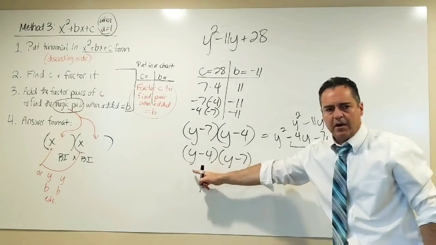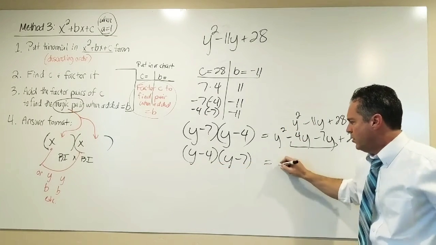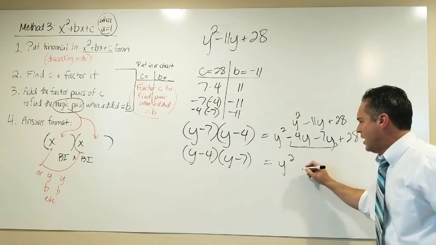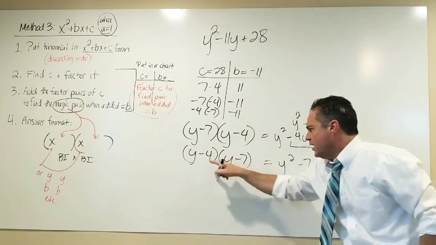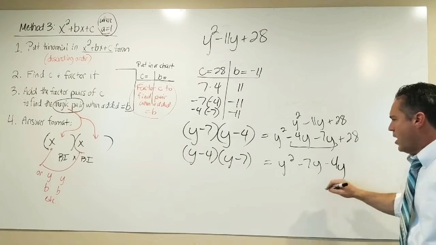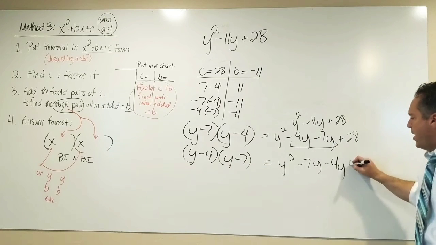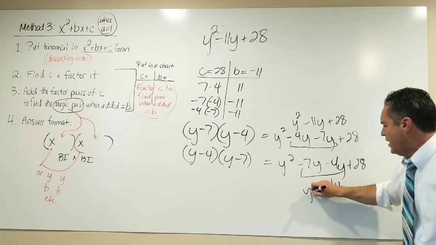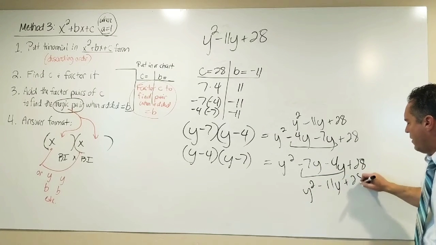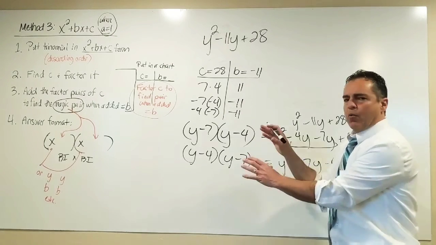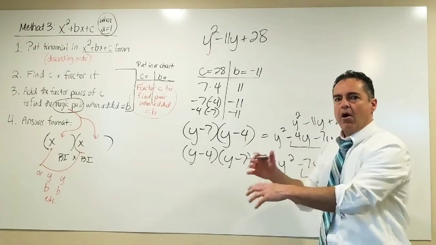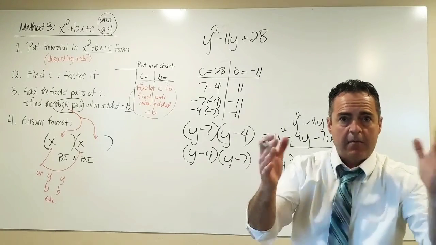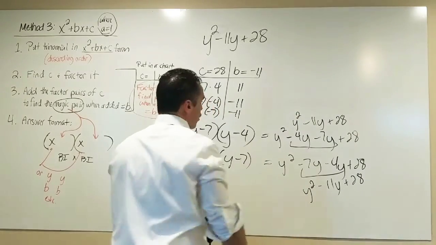Let's multiply these out real quick. Y times y, everyone. Y squared. Y times -7. -7y. -4 times y. -4y. -4 times -7. Positive 28. Combine these, we get -11y, and we have y squared minus 11y plus 28. We have the exact same thing, because it doesn't matter what order we put the binomials in, they are the same. All right, cool.